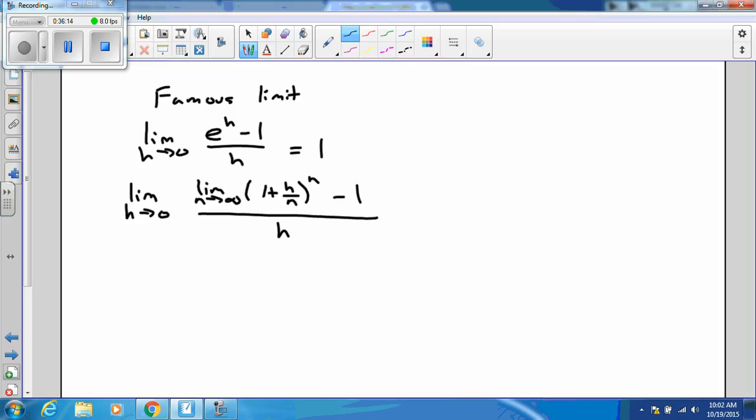Now what I'm going to do is to consider this quantity as being all inside the limit, because this is the same as the limit as n goes to infinity of blah blah minus the limit as n goes to infinity of 1, using the difference rule, and likewise I can do that with the quotient rule.